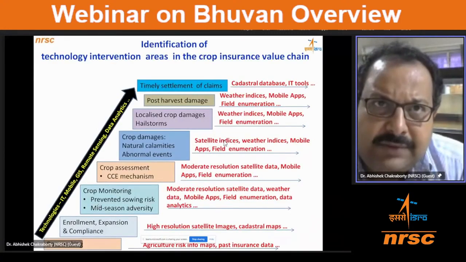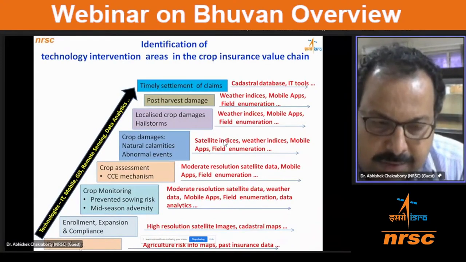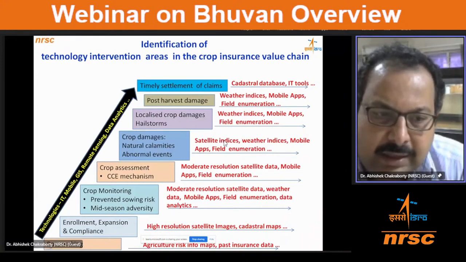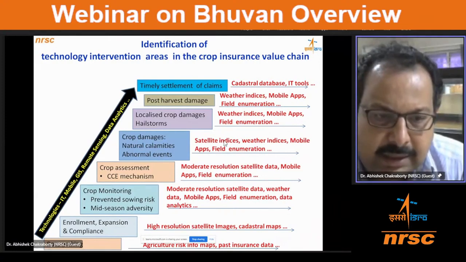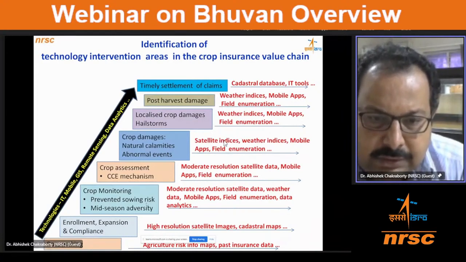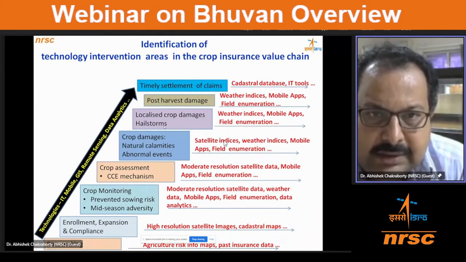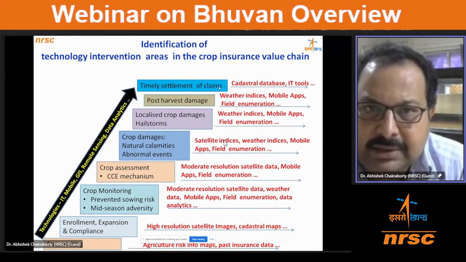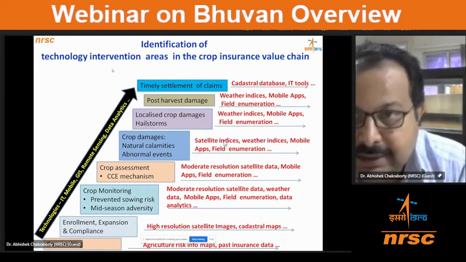So in the crop insurance value chain, from the rate making or the premium rate of a particular insurance, to the timely settlement of the claim, we have an intervention in the total value chain of crop insurance. Starting from rate making, enrollment and expansion and compliance of the farmers, crop monitoring for prevented sowing risk, mid-season adversity, then the mechanism of CCE, crop cutting experiment, crop damage due to different natural calamities, localized damage, post-harvest damage, and then timely claim settlements. In every aspect, we can have technology intervention, particularly geospatial technology.